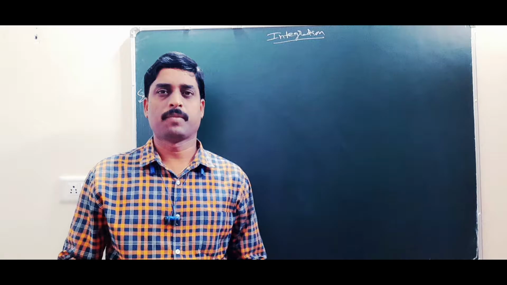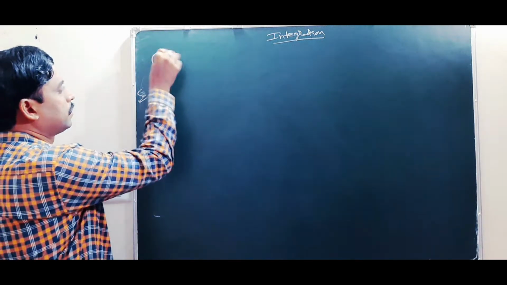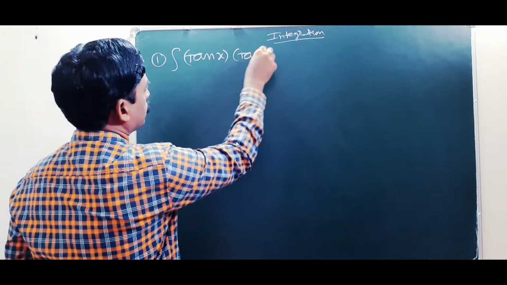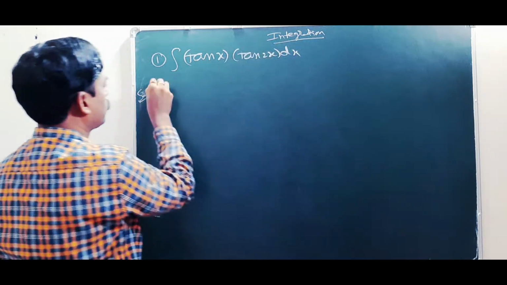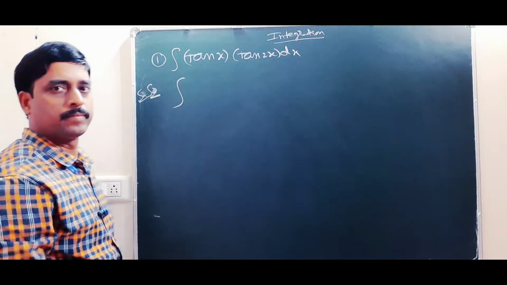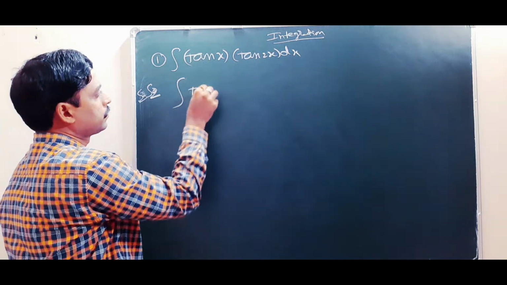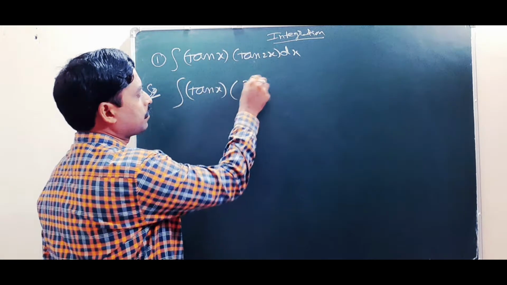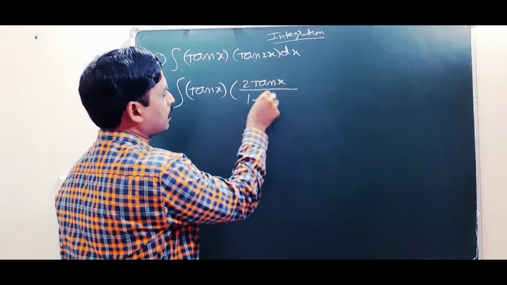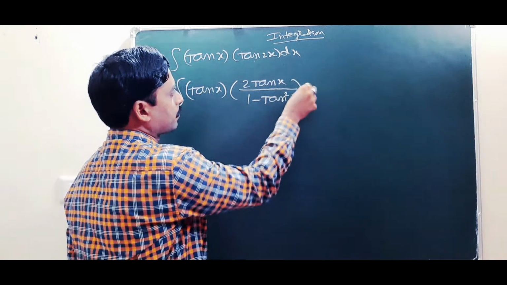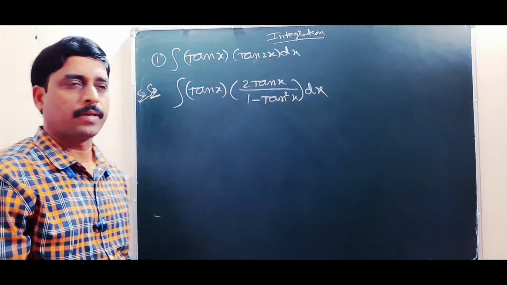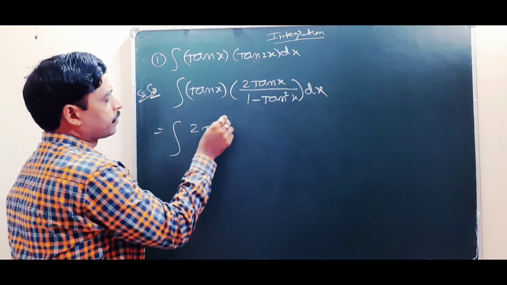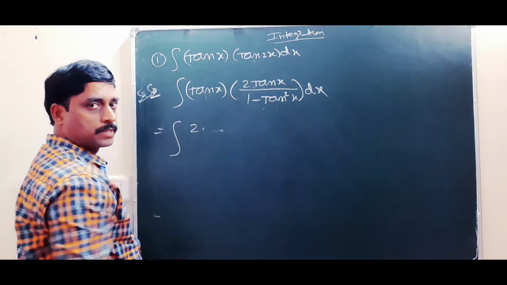Now let me explain question number 1. Integral of tan x into tan 2x. The formula for tan 2x is 2 tan x by 1 minus tan square x. So the integral becomes 2 tan square x by 1 minus tan square x.